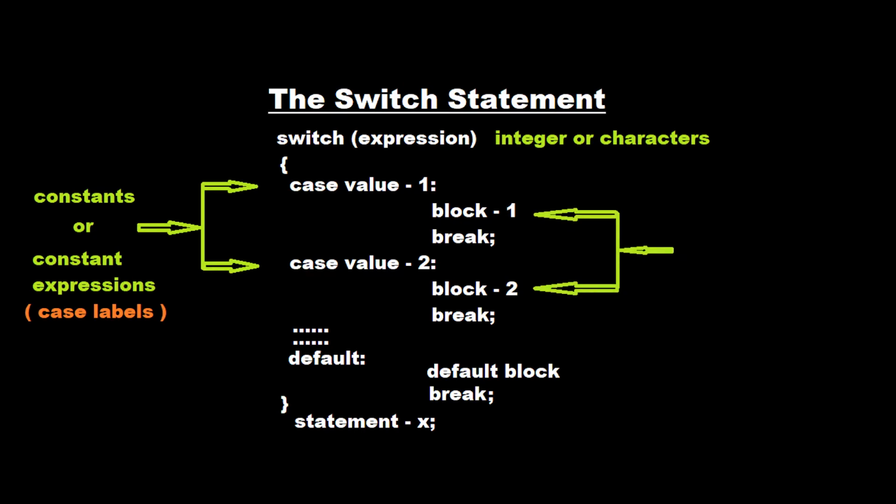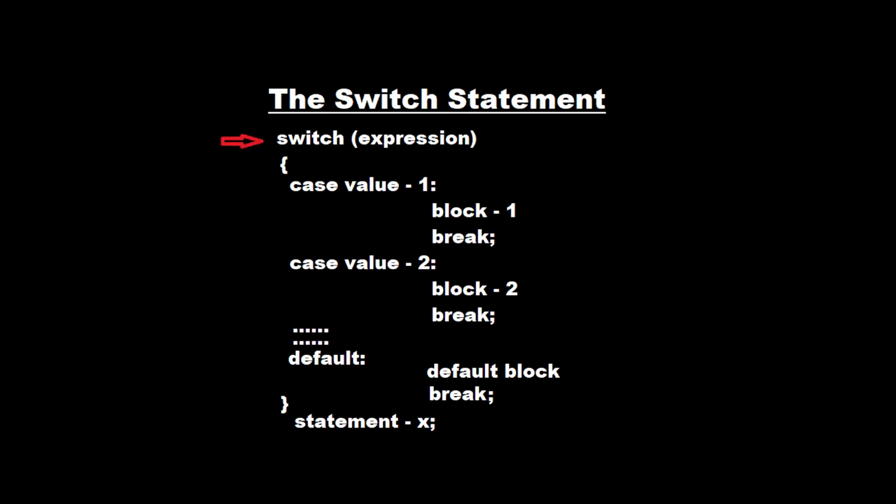Block 1, block 2, etc. are statement lists and may contain 0 or more statements. There is no need to put braces around these blocks. Note that case labels end with a colon, as you can see here. When the switch is executed, the value of the expression is successively compared against the values value 1, value 2, etc. If a case is found whose value matches the value of the expression, then the block of statements that follows the case is executed.